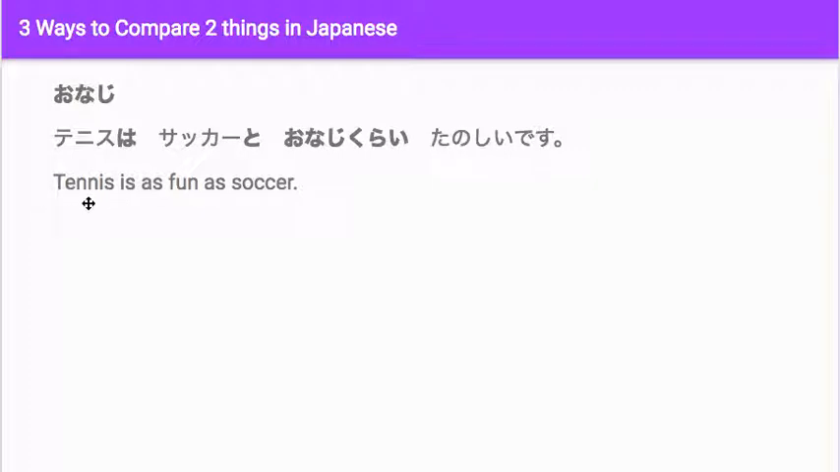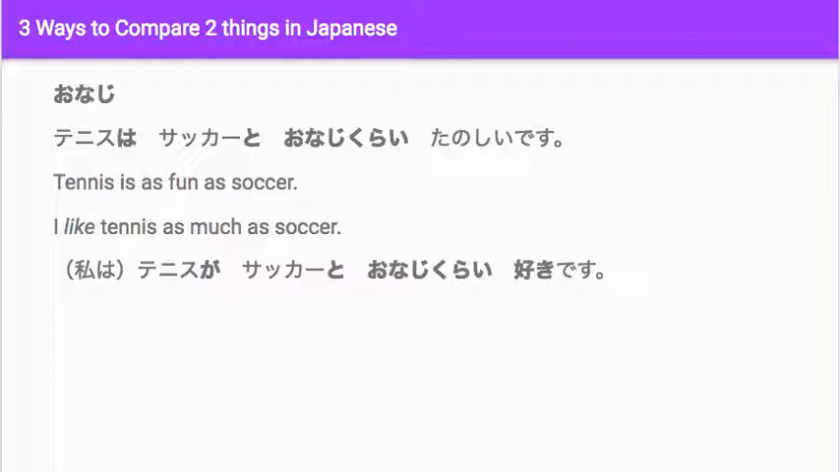Again, here the topic is tennis in both Japanese and English. So we're saying tennis is as fun as soccer. Notice the particle to is used. If we want to say, I like tennis as much as soccer, again, in both languages, the subject changes from tennis to I. So, watashi wa, or just tennisu ga saka to onaji kurai suki desu.